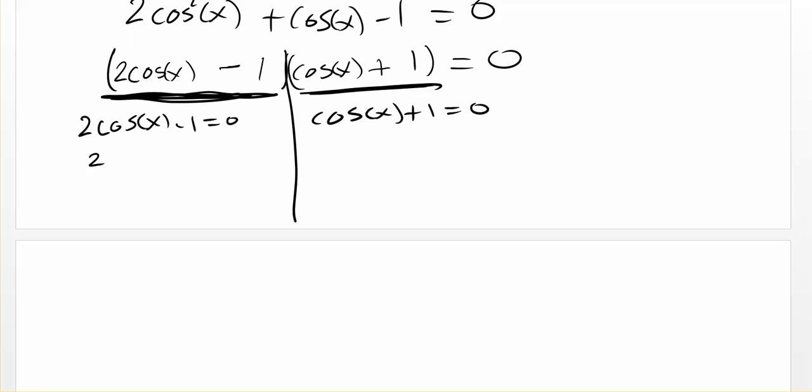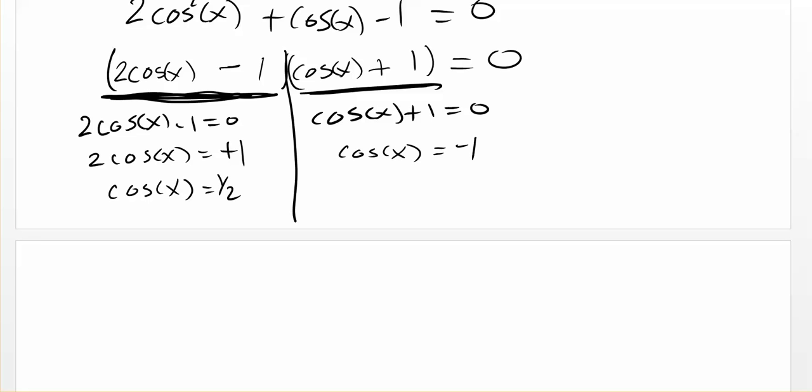To do this, I get 2 cosine of x is equal to a positive 1 because I added 1 to both sides. If I divide by 2, I get the cosine of x is equal to 1/2. On this side, I get the cosine of x is equal to negative 1 because I subtract 1 from both sides.